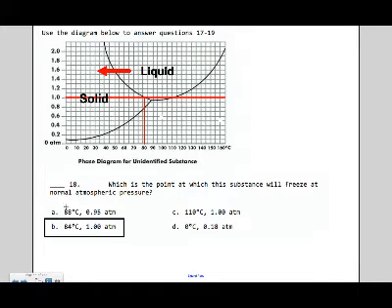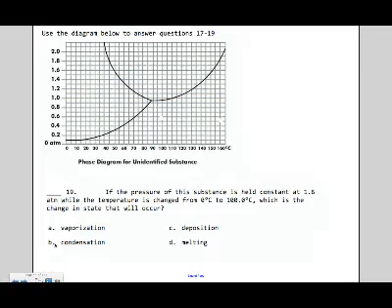Okay, one more question on this phase diagram. If the pressure of the substance is held constant at 1.6 atmospheres while the temperature changes from 0 to 100, what change in state will occur? So here are the 3 regions: solid, liquid, gas. And we're going to start at 0 Celsius and 1.6 atmospheres, which is this point over here. And we're going to move from left to right. That's what increasing the temperature does. Starting at that point there, 1.6 and 0, we're going to move from left to right to this point over here, which is 1.6 atmospheres and 100 degrees.